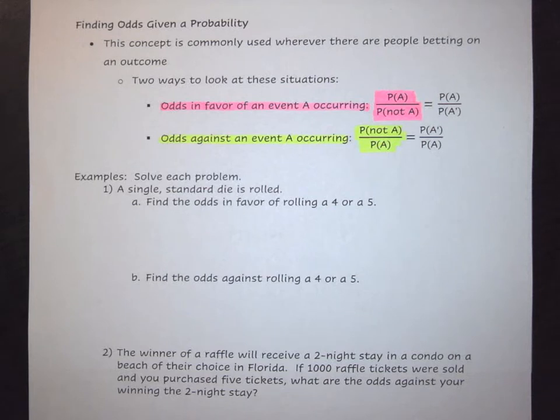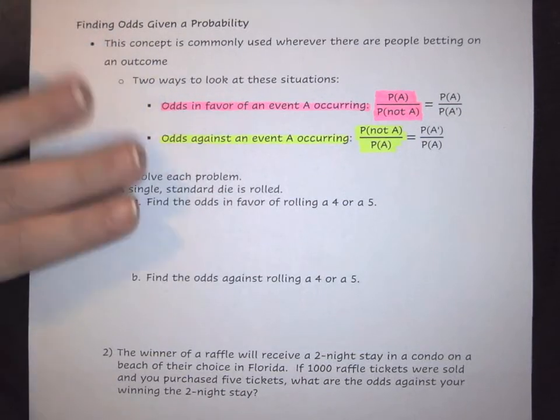Finding the odds given a probability is a lot more simple than it at first appears. So we have two ways that you can look at finding odds. You can either find the odds in favor, or you can find the odds against. Now we have one formula that we use, and that formula has its breakdown for both.